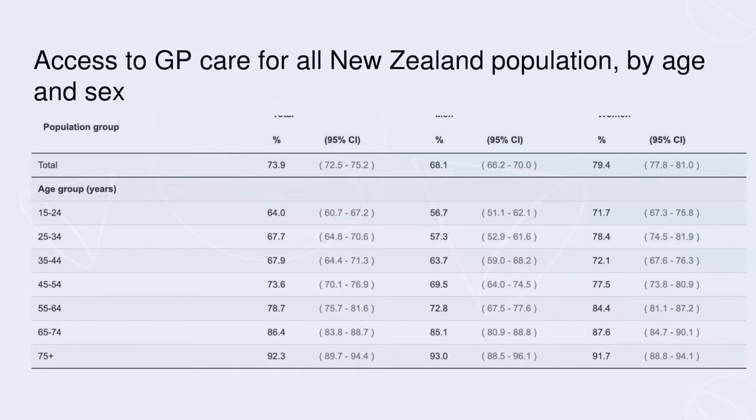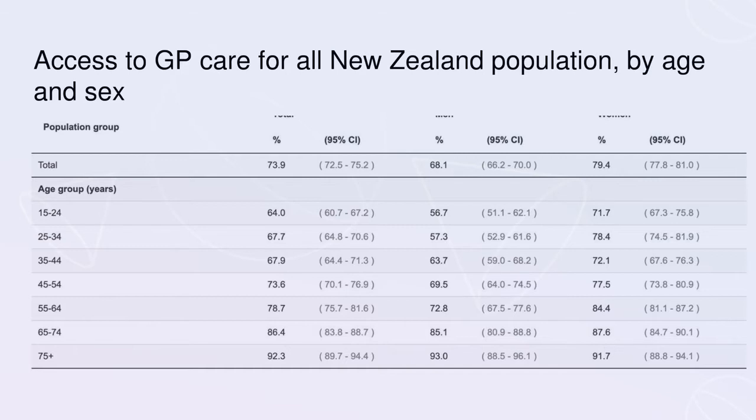The left hand column of the numbers is about the total number of people who are accessing care. The middle column is that for males, and the right hand side column is that for females. We are only going to focus on the total percentage of people who were able to access GP care in the year 2021. And you can see that overall 73.9% of people were able to access care.